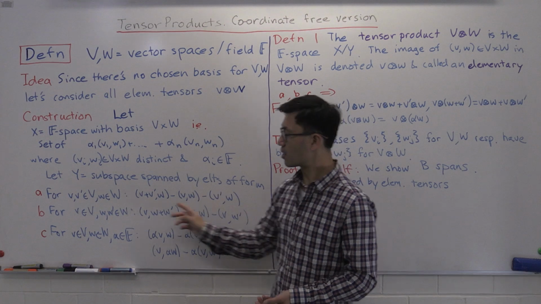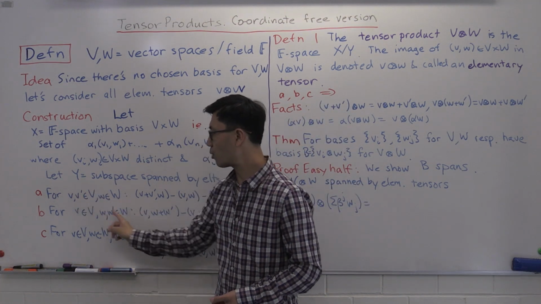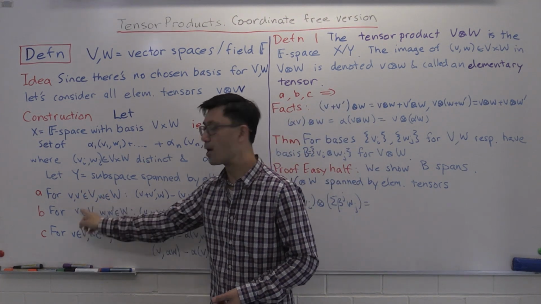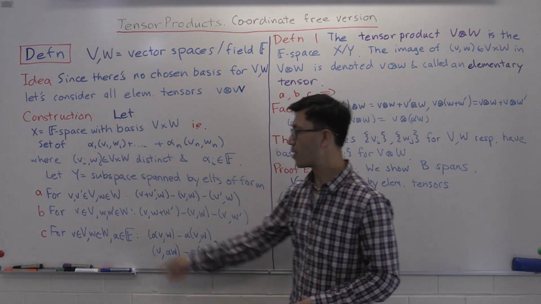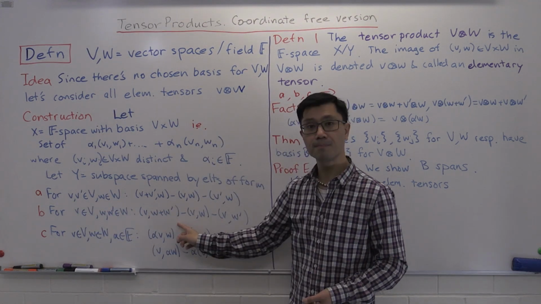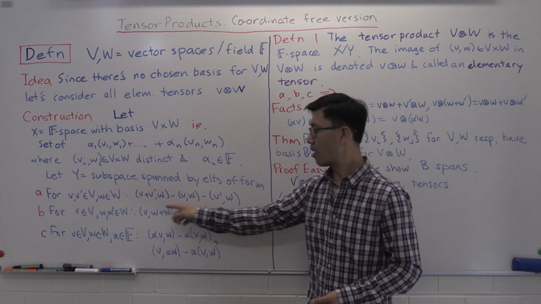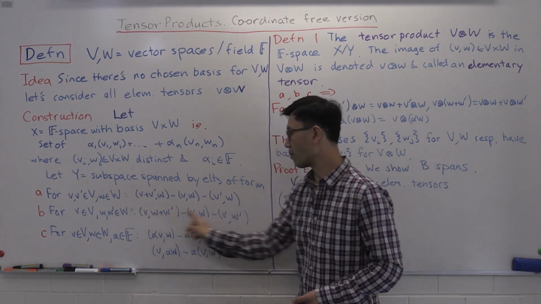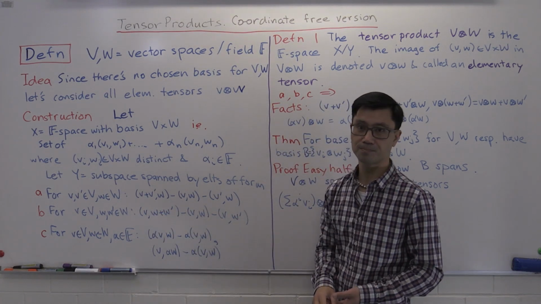Then we'll do a similar thing where, instead of two vectors from V, we'll have two vectors from W, w and w prime, and a single vector from V. Then you can form (v, w plus w prime), and you want to subtract from that (v, w) minus (v, w prime).